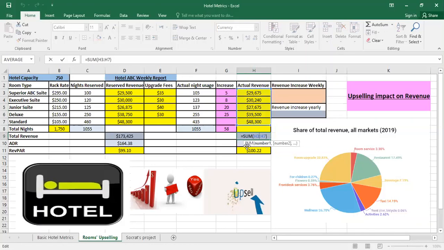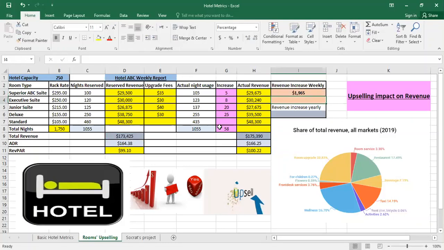Also here, we have the total sum. It means the total revenue, and I made it automatically calculate the ADR and the RevPAR. As you can see, the RevPAR increased from 99.1 to 100.22. In order to see the impact of upselling on revenue, we will do the actual revenue minus the reserved revenue. So as you can see, by implementing this upselling technique, we increased our revenue on a weekly basis by 1,965. In order to see it in percentage, we can divide the increase by the initial revenue that we had. It means it increased by 1.13%.